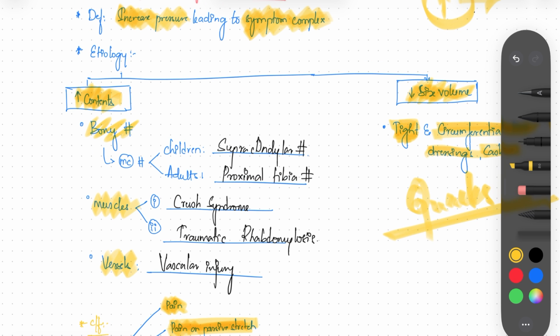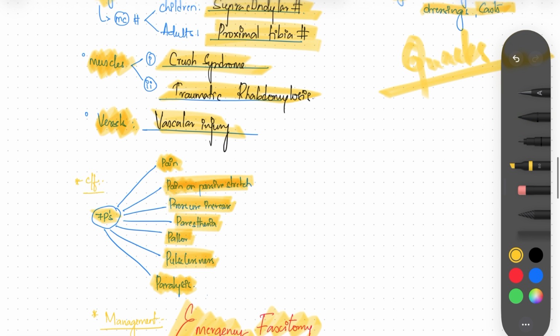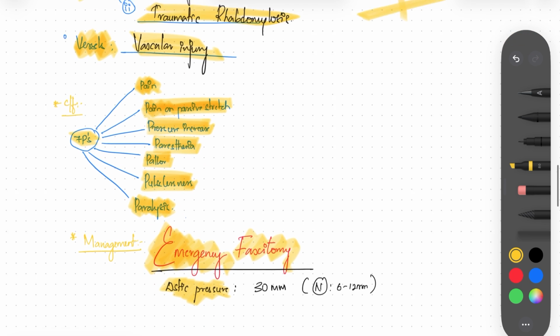Then coming to contents, we have bony related, muscle related, then vessel related. In bony fractures, we saw supracondylar fracture and proximal tibia fracture. Then in muscle, we saw crush syndrome and traumatic rhabdomyolysis. Then in vessels, we saw vascular injury. Then we saw the 7 P's, which made us be at peace. Then we saw management, which is emergency fasciotomy.